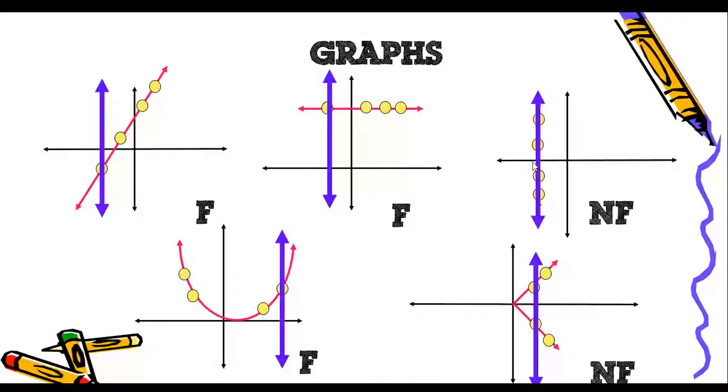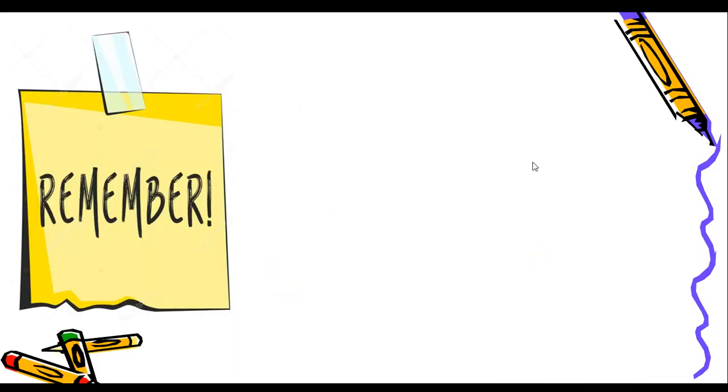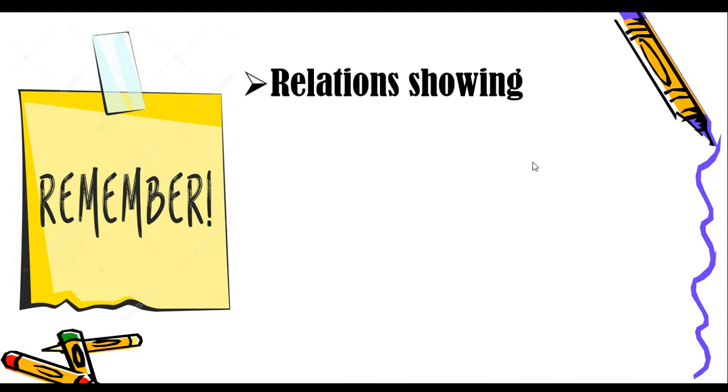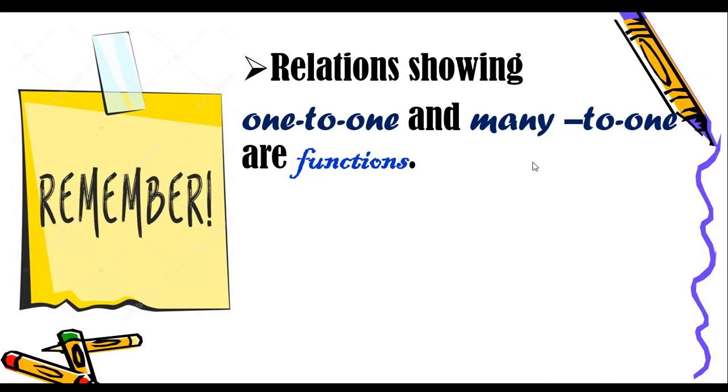So this is how you're going to determine if the given graph is a function or not. You simply draw a vertical line. And if it touches two or more points, it is not a function. To sum it up, relations showing one-to-one and many-to-one are functions. Again, take note there are only two relations that are considered functions, and those are one-to-one and many-to-one.